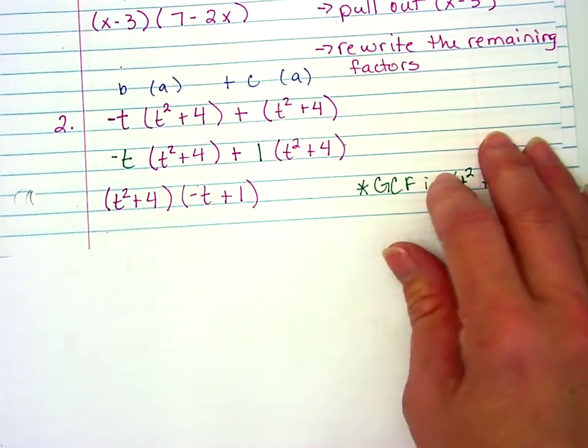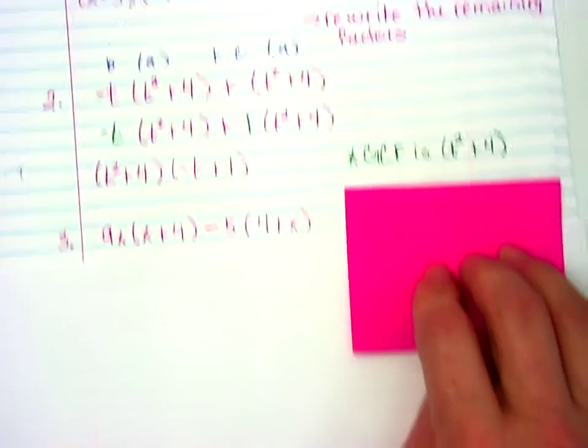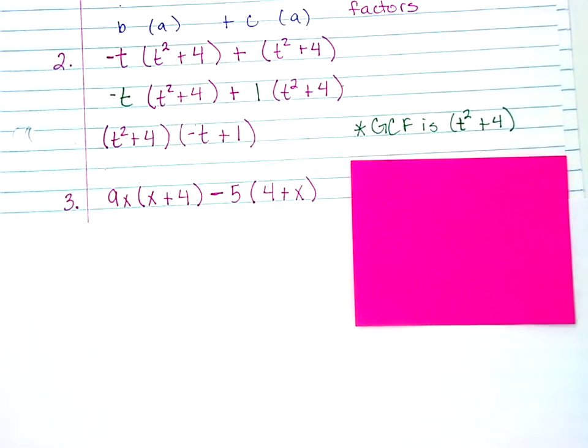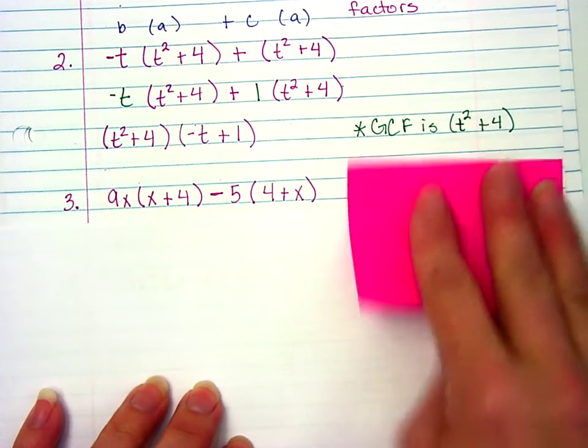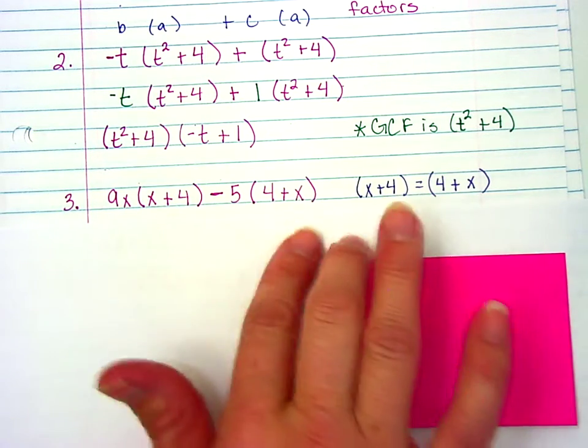Okay, next one really quick. Let's do this one. Write it first. You have 9x inside parentheses x plus 4 minus 5, and then the next set of parentheses 4 plus x. Do you have a common binomial? Not yet. Not yet, but Lauren, you said yes. Why? Because 4 plus x is the same thing. Good. So you kind of do have that common binomial. Why can't I switch these up?